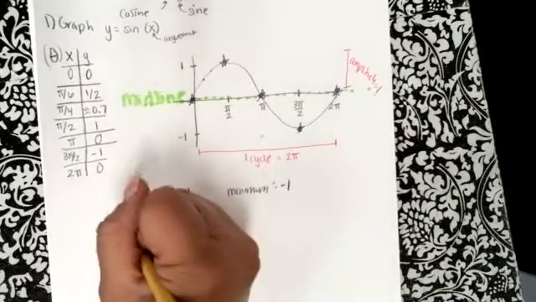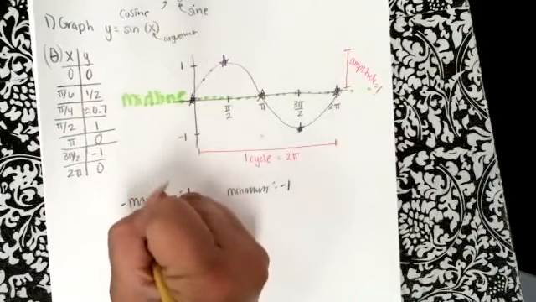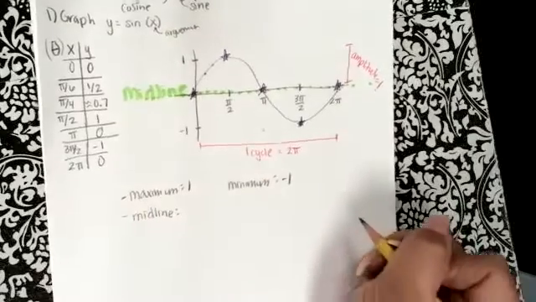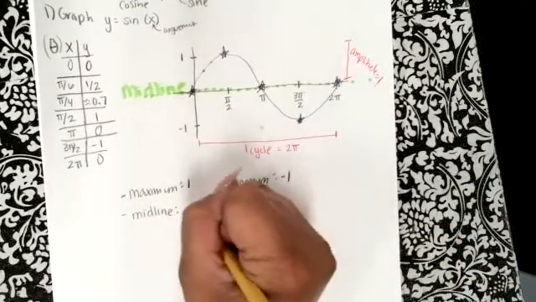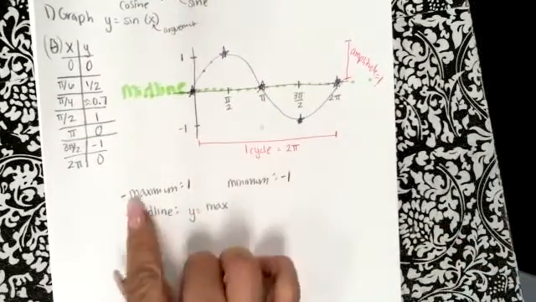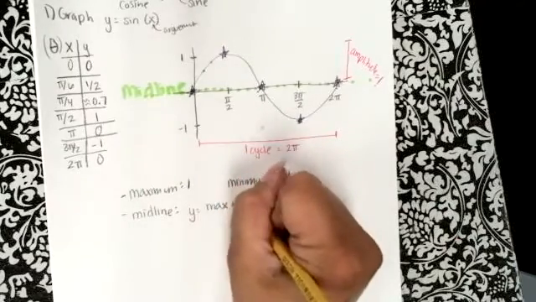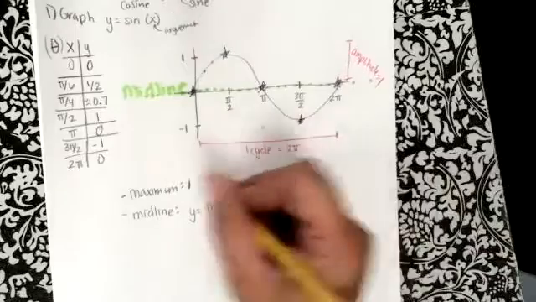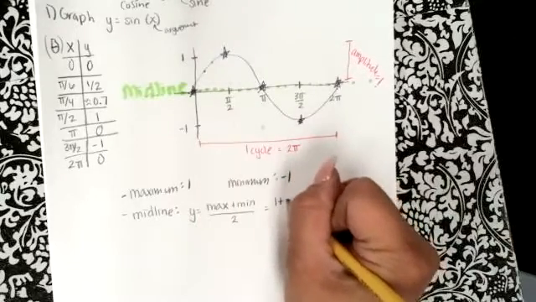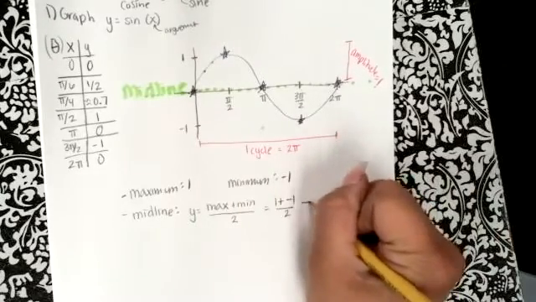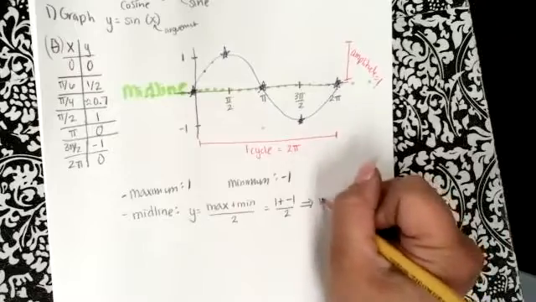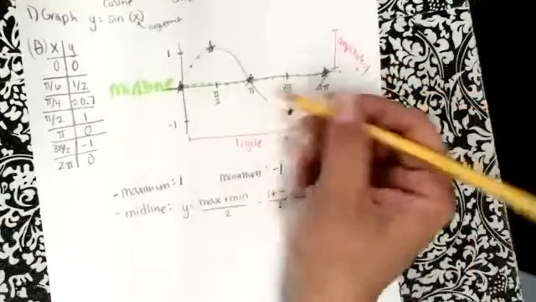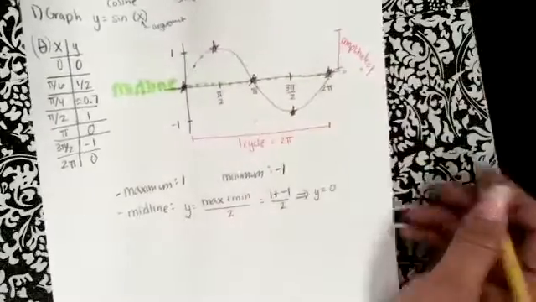Your midline is always going to be this equation: y equals the maximum plus the minimum divided by 2. So right here, the maximum was 1 plus the minimum was -1, divided by 2, which is just going to be 0/2. So that's y equals 0. So the midline is y equals 0. You could have actually pulled it off of the graph.